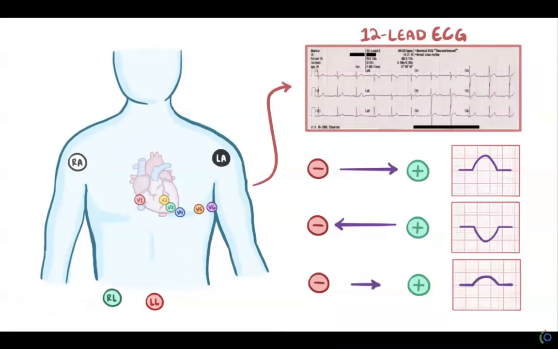The point of being able to get different views of the heart is that it makes it easier to see how the wave of depolarization moves, which provides valuable information about the heart's structure and function. Thanks for watching this video on the basics of ECG.